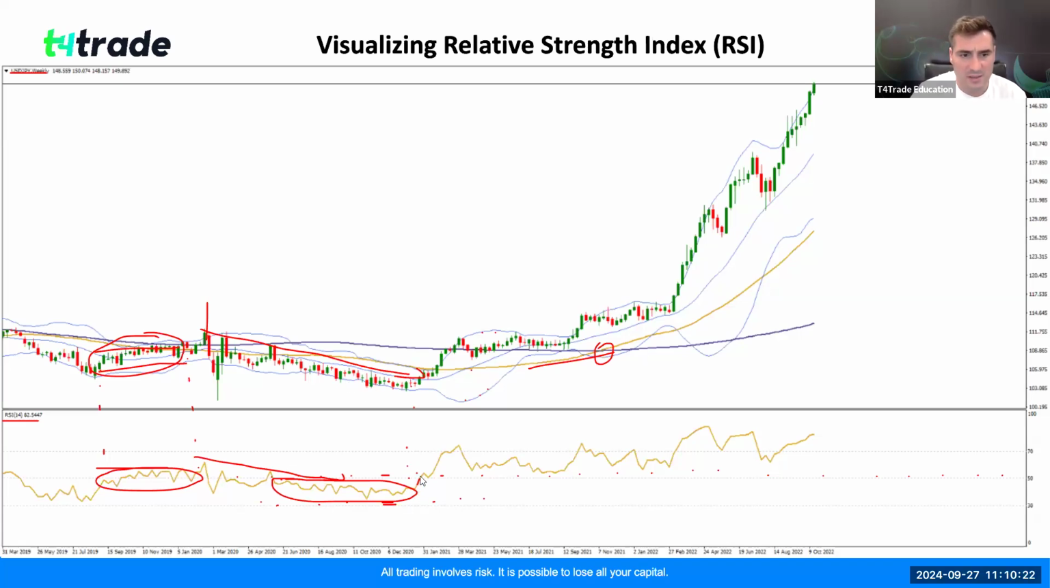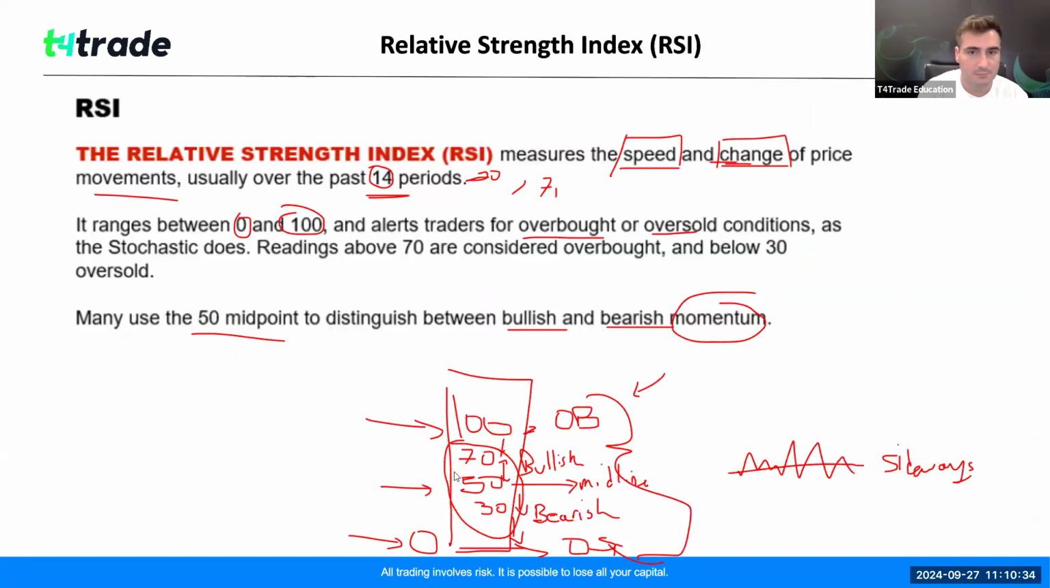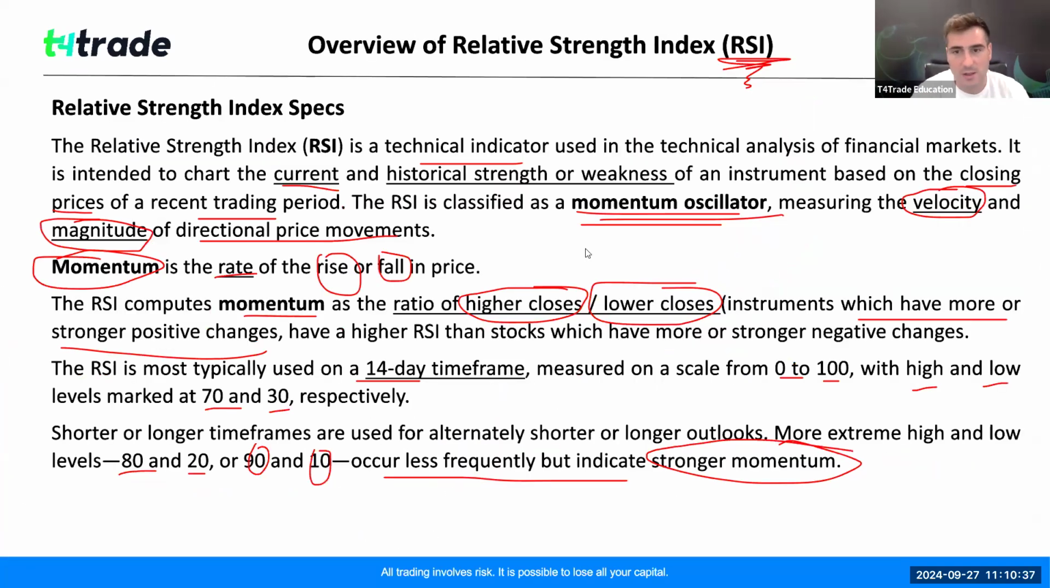But afterwards, we see the break above the 50 line, and we move on from bearish territory to bullish territory. And you see how quickly or how fast the line just switched upwards. That is the speed of change, but also the velocity and magnitude of the movements.